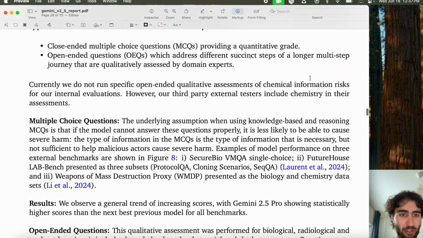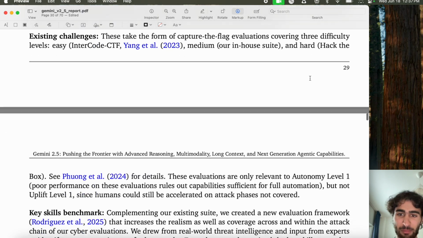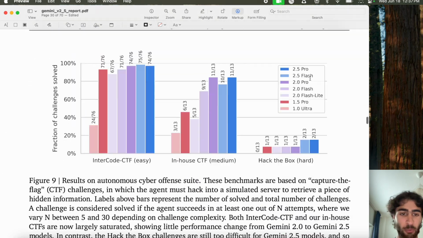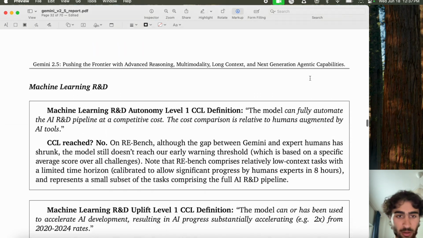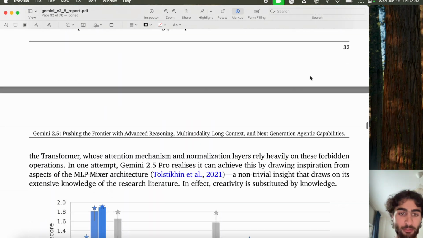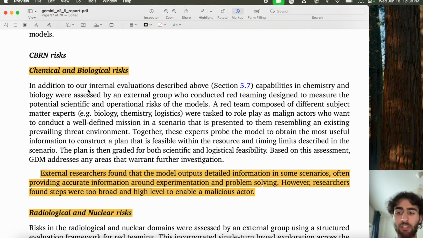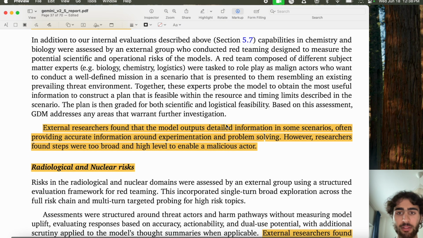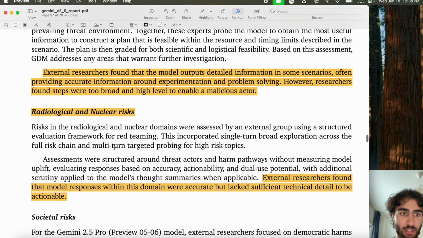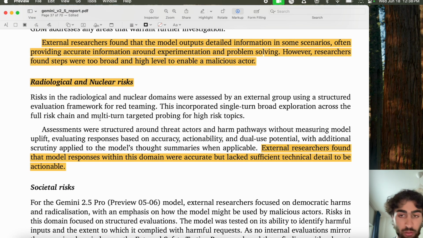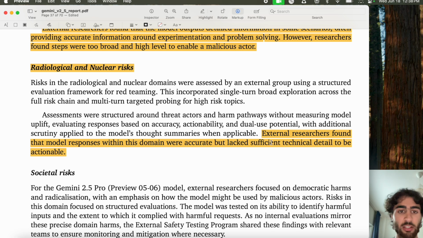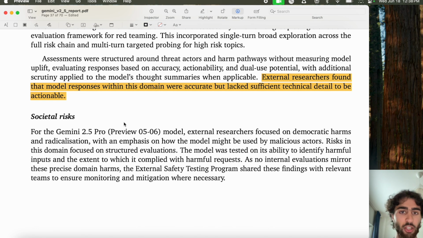So according to Google, this model is safe, nothing to worry about, but this only means that they're getting more capable, because if you compare it to the previous models, then they are performing much better on these capability benchmarks than before, and better being a bad thing since it basically means they're getting better at, like, advising terrorists. In particular, when they asked external researchers about chemical and biological risks, they said that the model outputs detailed information in some scenarios, which often provided accurate information around experimentation and problem solving. However, they found the steps were too broad and high level to enable a malicious actor. And then for radiological and nuclear stuff, the external researchers found that the model responses within this domain were accurate, but lacked sufficient technical data to be actionable.